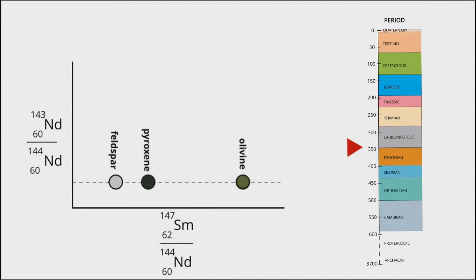Why are the three minerals at different points along the dotted line? We said that most samarium goes into the olivine, then the pyroxene, and last the feldspar, so this spreads them out horizontally. We are going to animate this graph in a minute to simulate the passage of time to the present day. But first, let us see if we can predict what will happen.